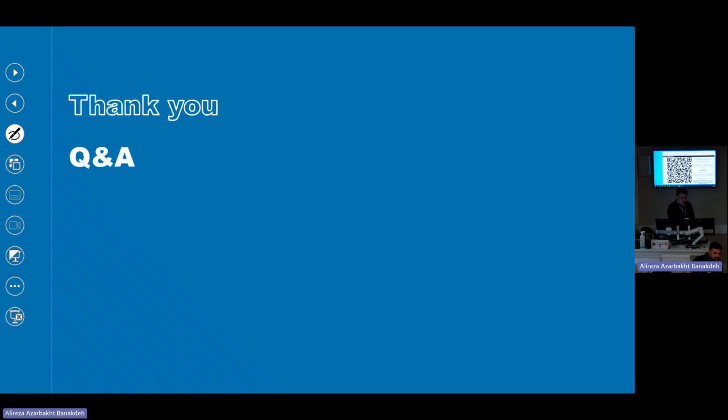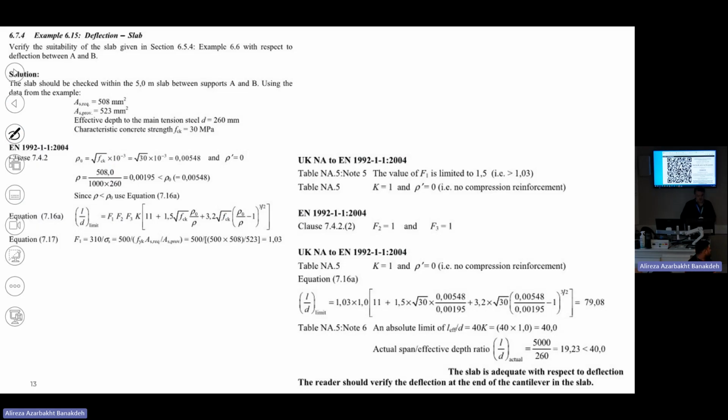And the last example is about a slab, I think. Verify the suitability of the slab given a section 654. This is a slab that we worked with previously with respect to deflection between A and B. So it was a slab which had a cantilever as well, if you remember.